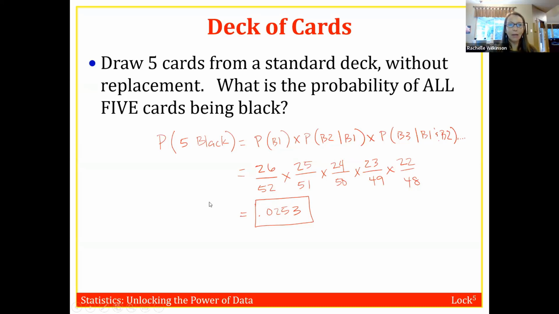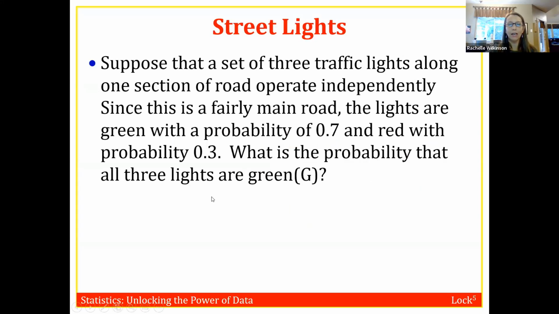All right, let's talk about the multiplication rule now when we have independent events. When we have independent events, it's actually a lot easier because we don't have to worry about what happened the first time or the second time. We can just multiply everything together. Here's an example. Suppose that a set of 3 traffic lights along one section of road operate independently. Since this is a fairly main road, the lights are green with probability 0.7 and red with probability 0.3. What's the probability that all 3 lights are green?